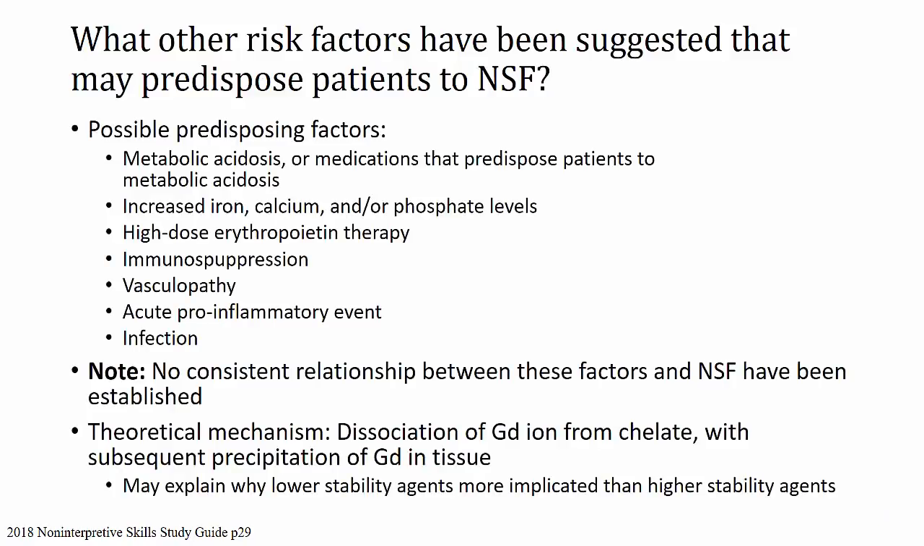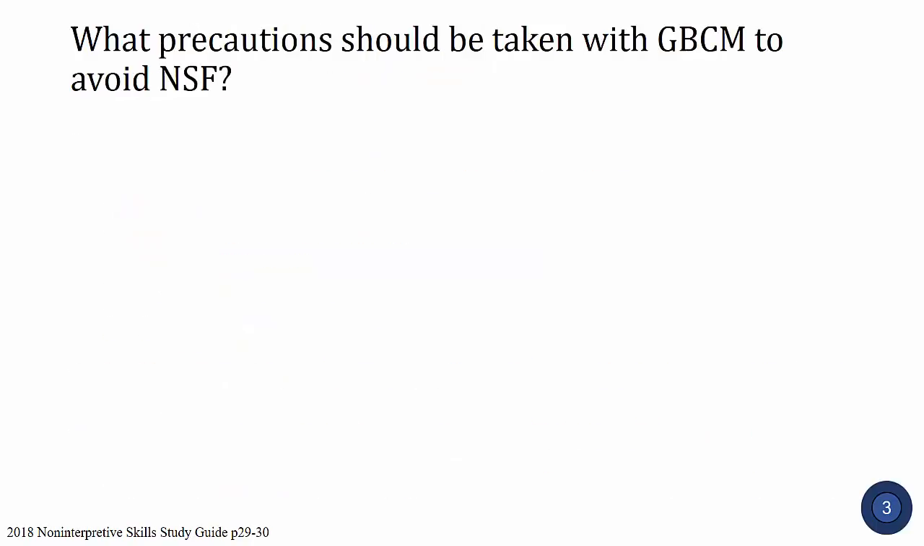Well, some possible predisposing factors include metabolic acidosis or medications that may predispose patients to metabolic acidosis, increased iron, calcium, and/or phosphate levels, high-dose erythropoietin therapy, immunosuppression, vasculopathy, acute pro-inflammatory event, and infection. However, it should be noted that no consistent relationship between these factors and NSF has been established, and the theoretical mechanism is that there's dissociation of the gadolinium ion from the chelate with subsequent precipitation of gadolinium in the tissue, which may explain why the lower stability agents are more implicated than the higher stability agents.